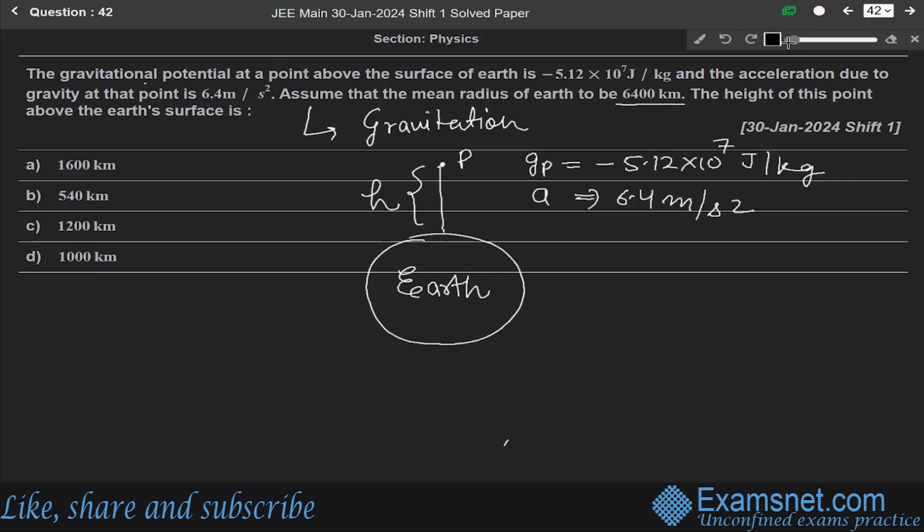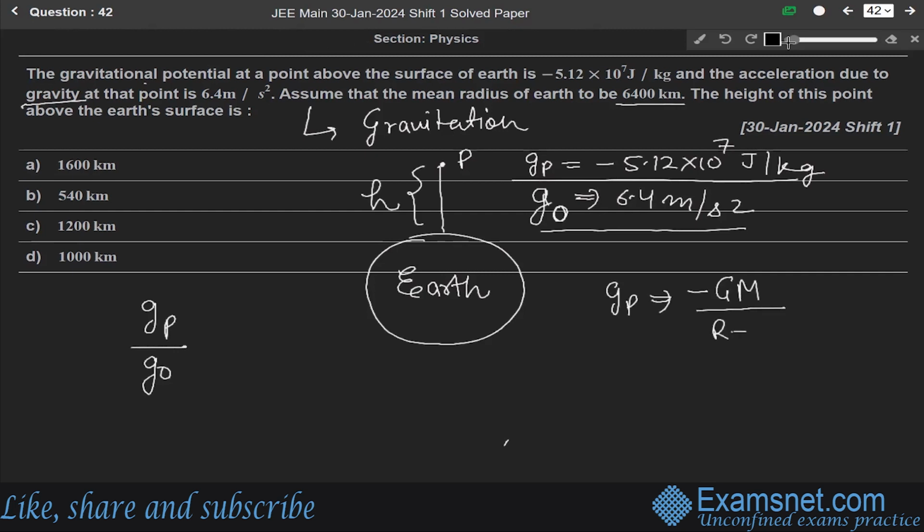According to the question, Gp is this much, and acceleration due to gravity means g naught is 6.4 meter per second square. If we divide both these equations, we get Gp over g naught. First of all, Gp is what? Minus GM over R plus H. Means the gravitational potential at this point P is defined by minus GM over R plus H.